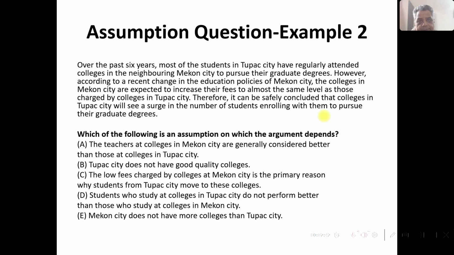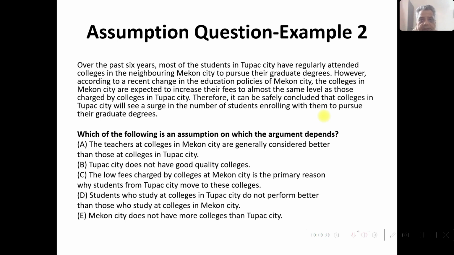Over the past 6 years, most of the students in Tupac City have regularly attended colleges in the neighboring Mekong City to pursue their graduate degrees. However, according to a recent change in the education policies of Mekong City, the colleges in Mekong City are expected to increase their fees to almost the same level as those charged by colleges in Tupac City. Therefore, it can be safely concluded that colleges in Tupac City will see a surge in the number of students enrolling with them to pursue their graduate degrees.